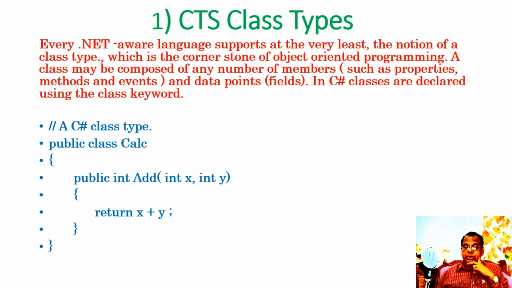In C#, classes are declared using the class keyword. See, a C# class type. Look: public class calc. The name of the class is calc. We are using the keyword class. Then we are keeping one function by name add: public int add, the int is the return type, with 2 arguments of type int, int x, int y.